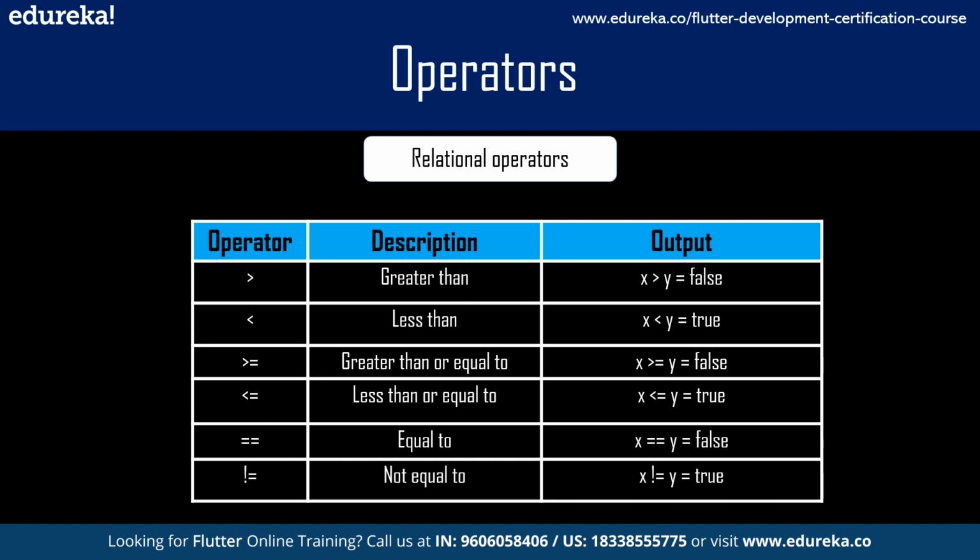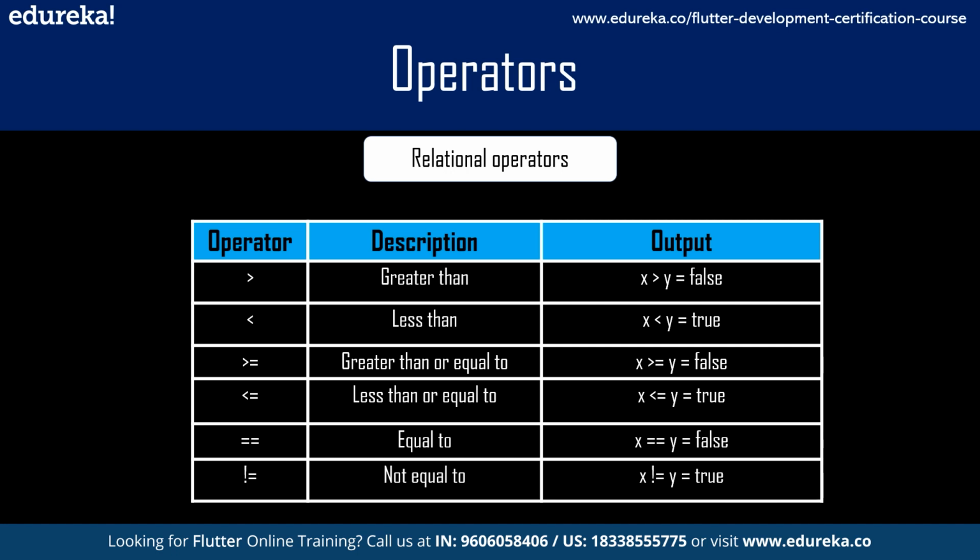So this is how it goes. Now if the number is lesser than, then it checks the condition and gives you the relevant answer. We have other operators such as greater than or equal to, lesser than or equal to, equal to, and not equal to. These are called relational operators. Now let us see some examples using relational operators.